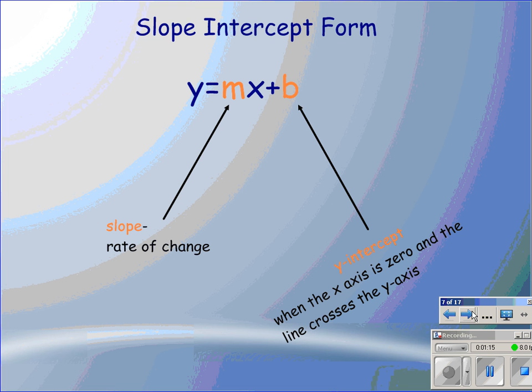This is an equation of a line in slope-intercept form. The slope is represented by the letter m, and that's the rate of change. The y-intercept is represented by the b, and that's when the x-axis is 0 and the line crosses the y-axis.